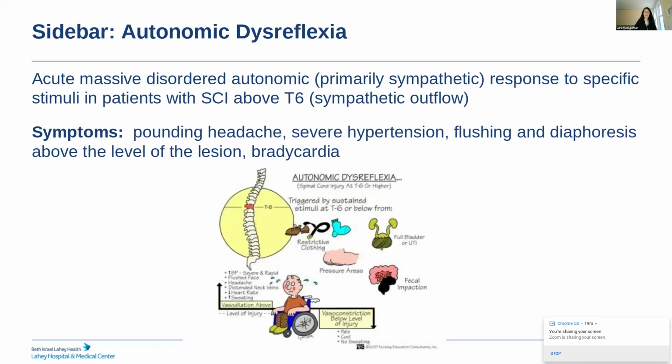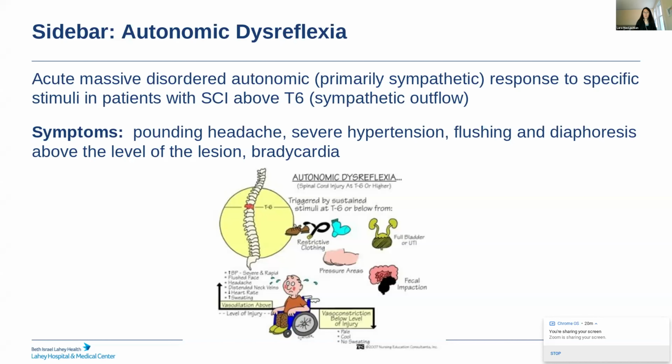So I'm going to do a little sidebar here about autonomic dysreflexia. That is an acute, massive, disordered autonomic response to specific stimuli in patients with spinal cord injuries above T6. A lot of common stimuli for autonomic dysreflexia are actually GU stimuli, such as a bladder overdistension or a full bladder or a UTI. It could also happen from fecal impaction and constipation, pressure sores. It could be even something that seems so minor, like an ingrown toenail, can cause autonomic dysreflexia.